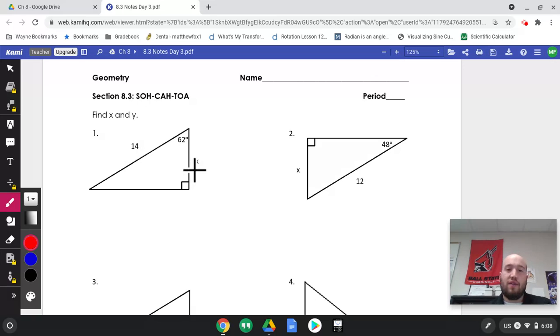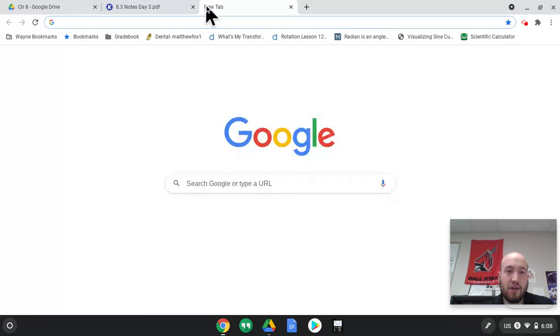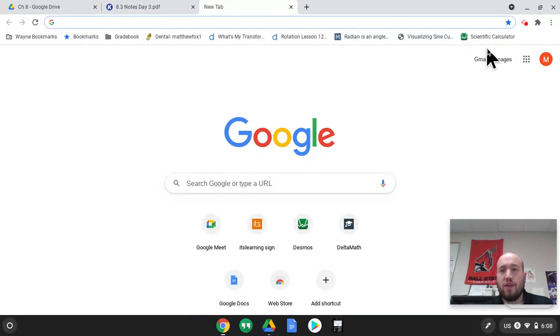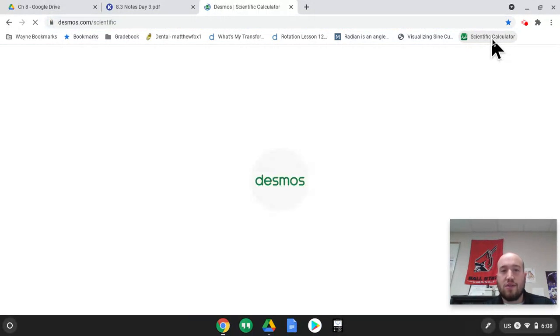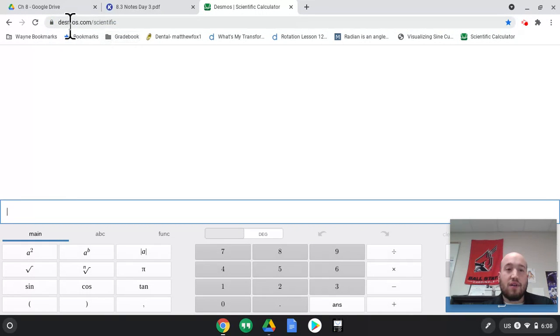So go ahead. The first thing you want to do in order to do these problems, we need to have the Desmos Scientific Calculator. So open a tab. Hopefully you bookmarked this yesterday. If not, up here at the top, you can see the address is just desmos.com/scientific. If you're having trouble finding it, if you go into today's folder, 3.2.21 and it's learning, there will be a link to it. Okay, so we'll need that handy.